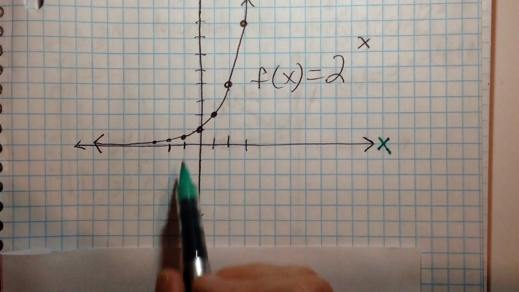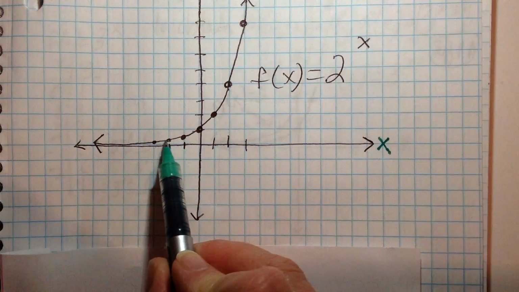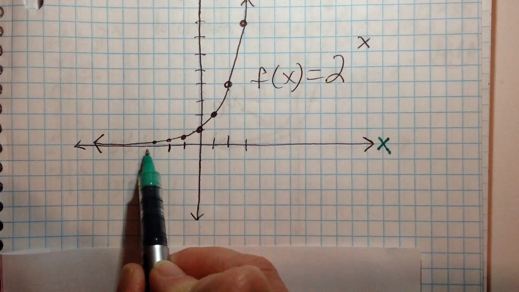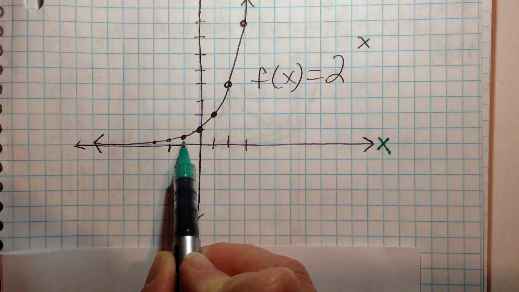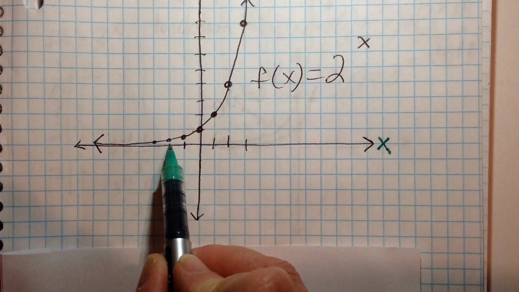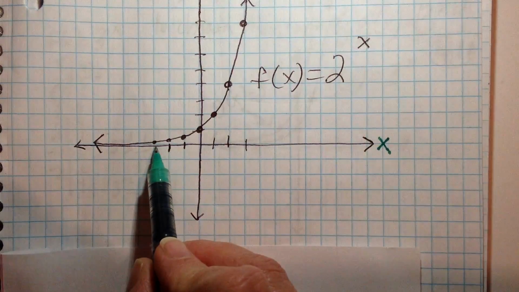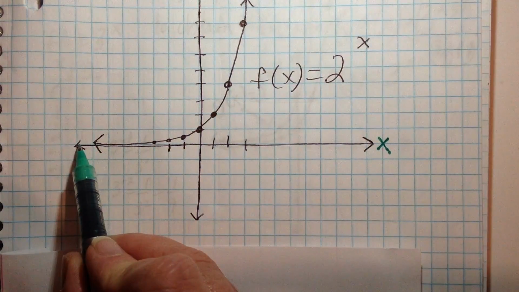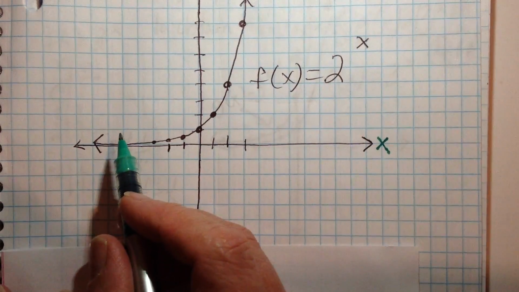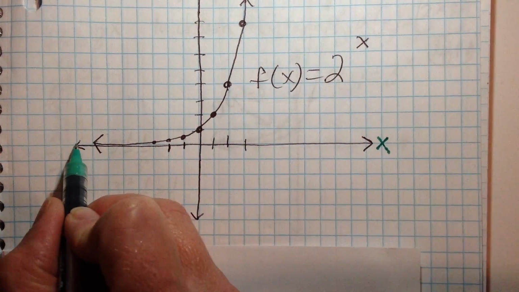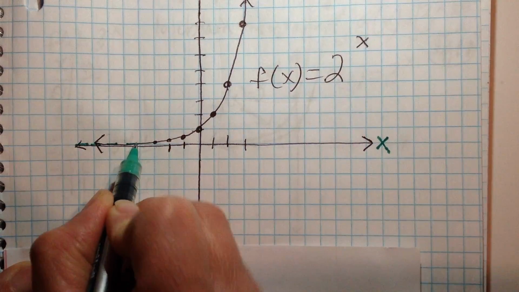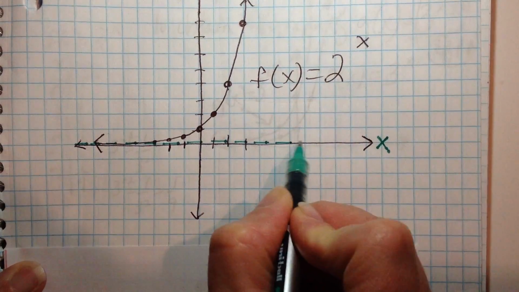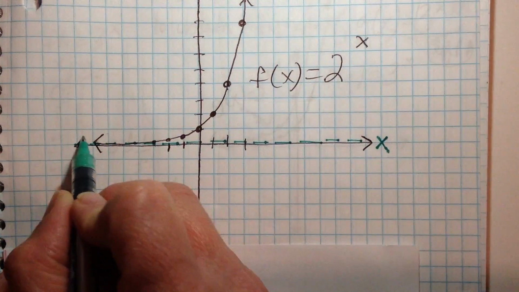We see that this graph is getting closer and closer as we plug in numbers that are negative. -1 was about a half, -2 maybe a fourth, -3 maybe an eighth, and it just keeps getting closer and closer to the x-axis, but it actually never touches the x-axis. So I'm going to draw a dotted line to signify that this is the horizontal asymptote.